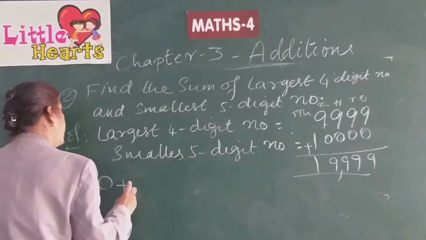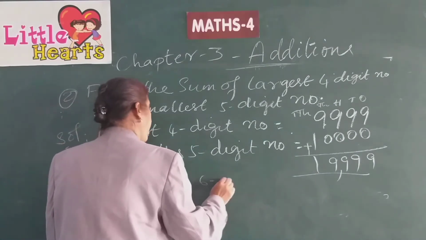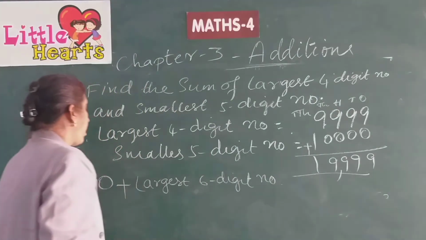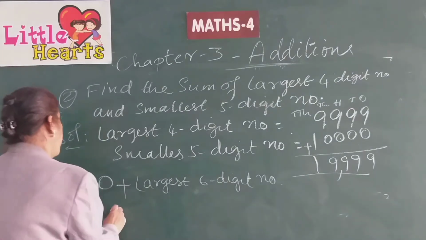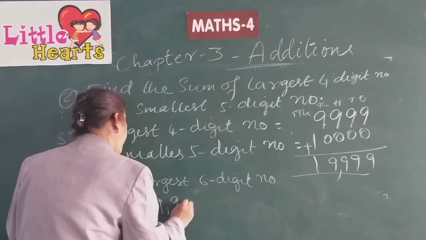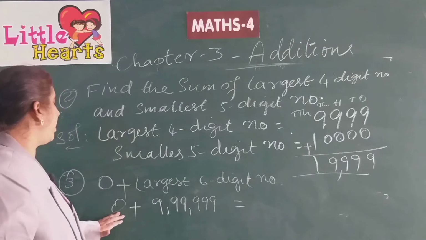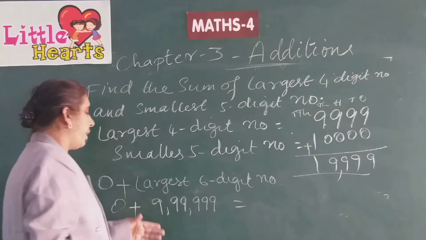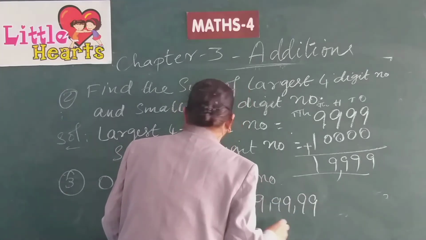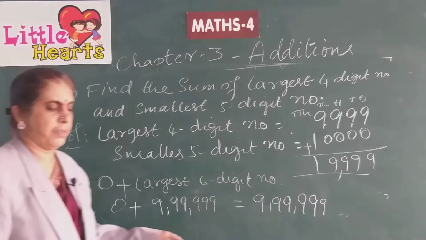What is 0 plus largest 6-digit number? 0 plus largest 6-digit number is 9,99,999. We know that when any number is added to 0, we get the same number, the number itself. So the largest 6-digit number is the answer. We get the same number.